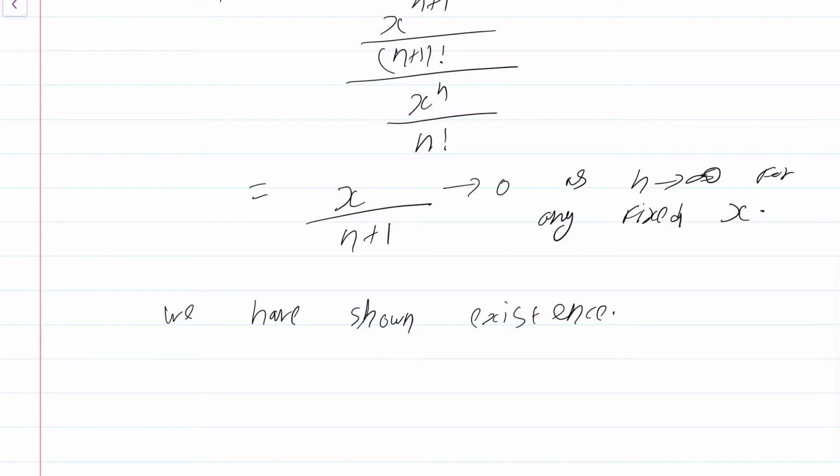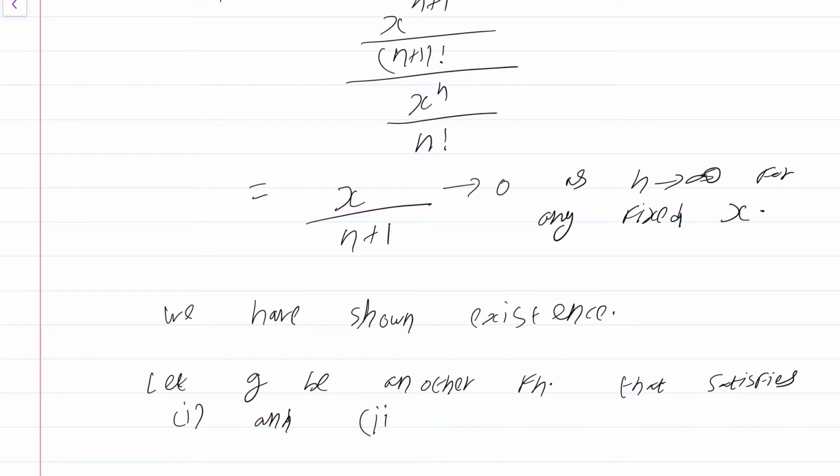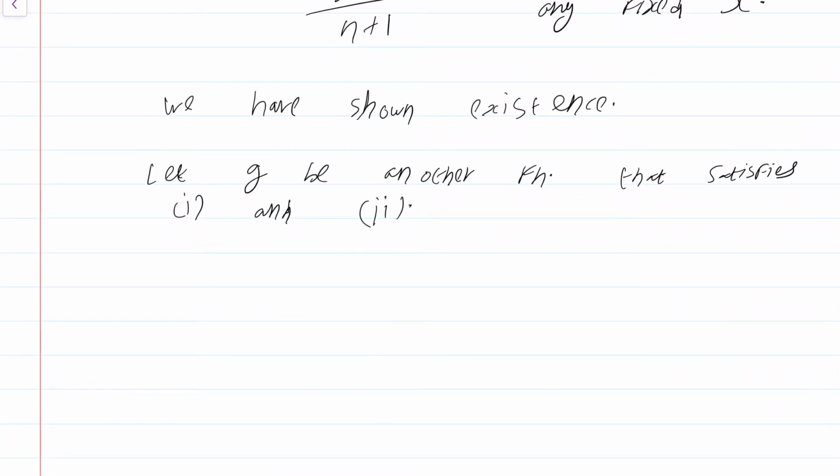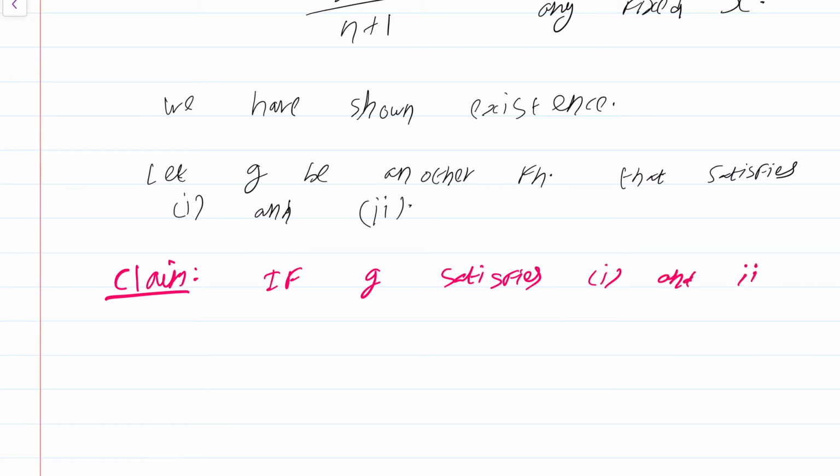Well, what about uniqueness? What you do is let g be another function that satisfies 1 and 2. We have to show that f is equal to g. How are we going to do that? First, we will show that any function that satisfies 1 and 2 is never 0. Claim: if g satisfies 1 and 2, g of x is not equal to 0 for all x in R.